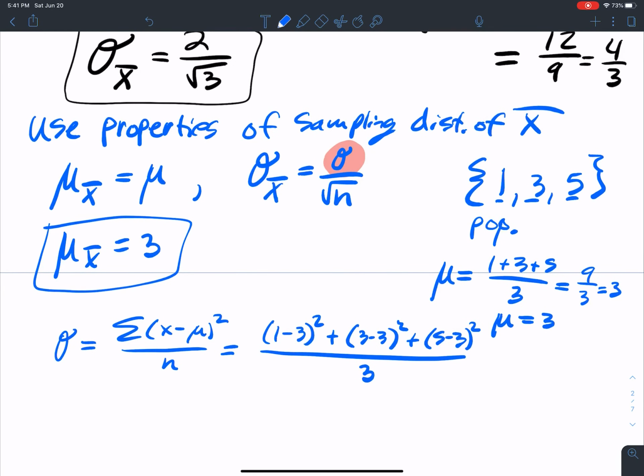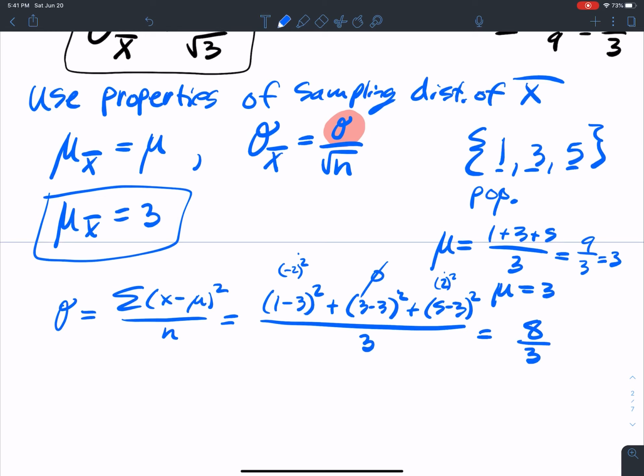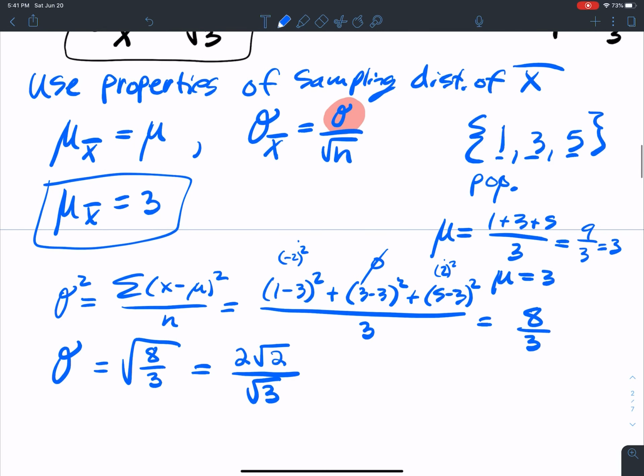If I do this, this is negative 2 squared, that's 4. This is 0, so that goes away. And that's 2 squared, so that's 4, and this is 4, so that's 8 over 3. Okay, that's the variance. To get the standard deviation, I take the square root of 8 over 3. Now, you don't have to know this, but the square root of 8 is actually 2 square root 2. And the square root of 3, we're just going to leave as the square root of 3.